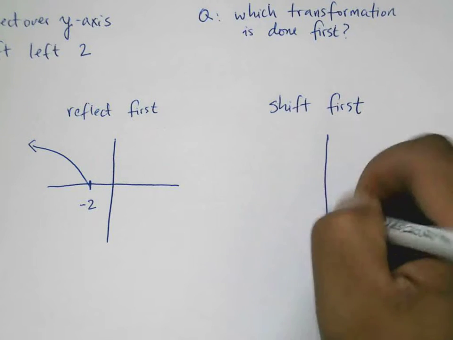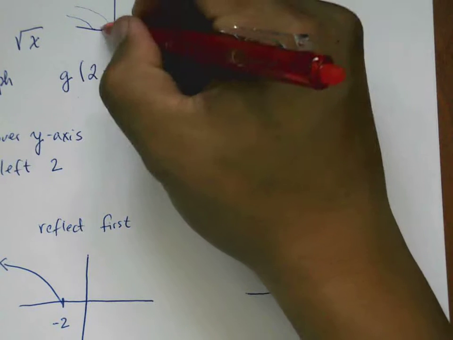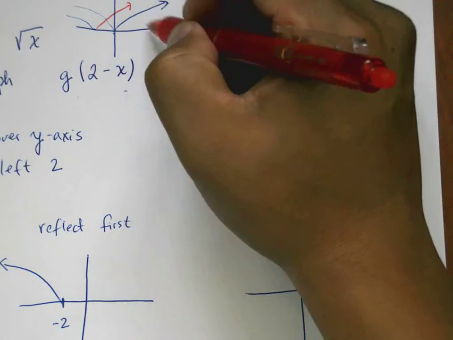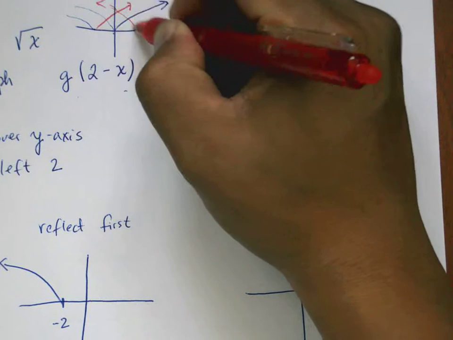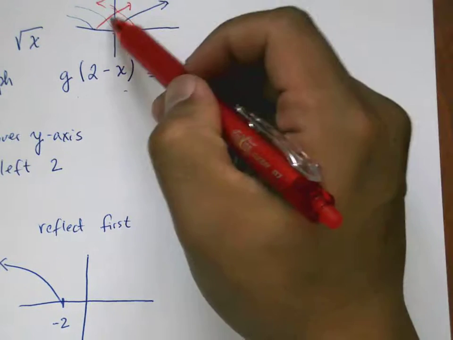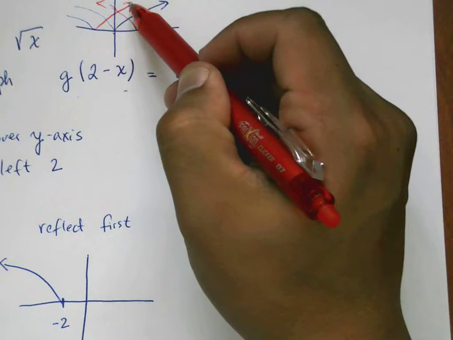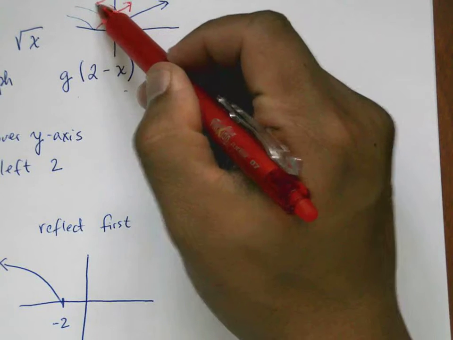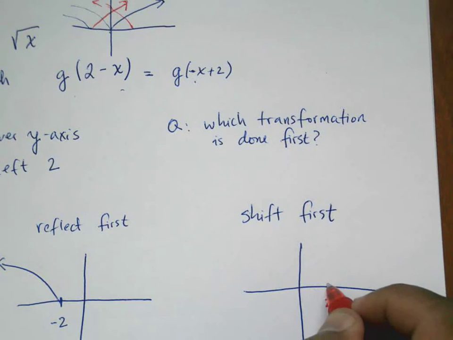So if we were to shift 2 left, then we would have this image, and then reflect it, well, we would have this image right here. Okay, so shifting it 2 left gives me the first darkened red curve here, and then flipping this over the y-axis gives me the curve that points in the other direction. So you'd have an x-intercept here at 2, and then it would go in this direction.